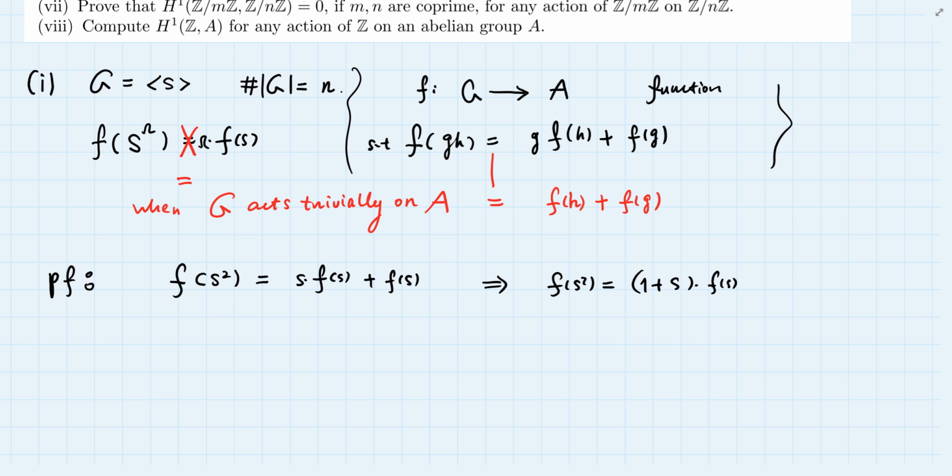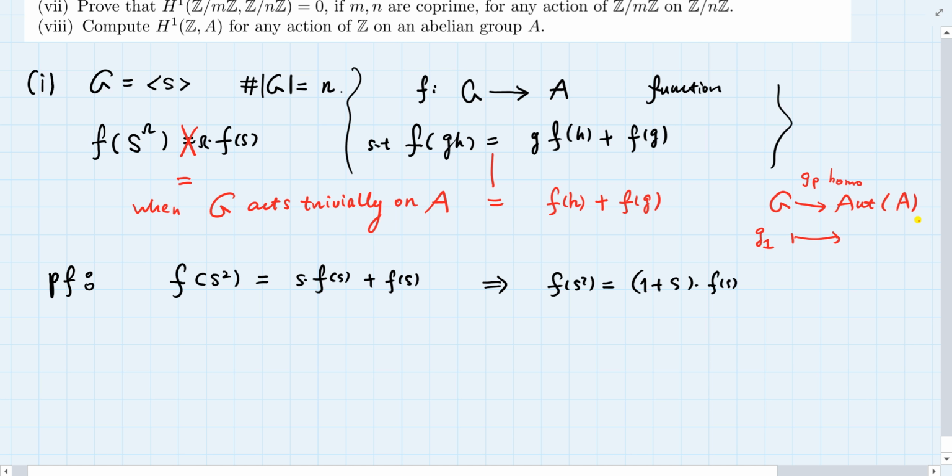As a group homomorphism. Recall that when we say G-module, we mean this is a group homomorphism from G to the automorphism ring of A, which means that if G1 gives an automorphism and G2 gives an automorphism, then phi(G1 plus G2) should equal phi(G1) plus phi(G2).